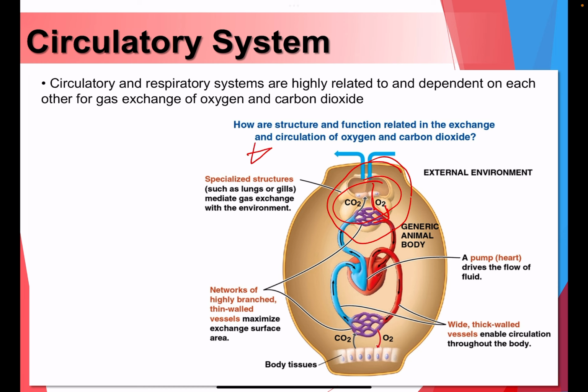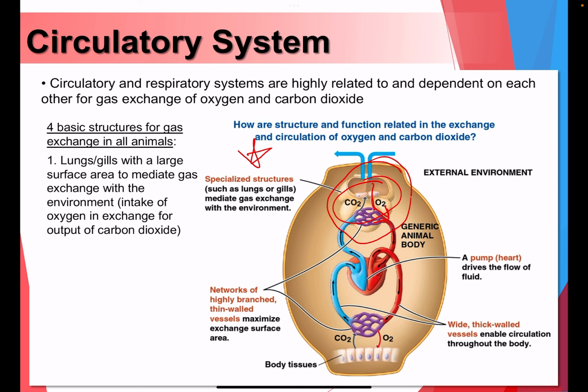For this particular creature, they're just drawing a simple animal of some sort that has a cardiovascular system and a respiratory system, just to show you some of the basic structures that all respiratory and cardiovascular systems need. First of all, you will need lungs, or for aquatic animals, you will need gills. Both of these should specialize with a large surface area. It's very important to have a very large surface area because we have to maximize the amount of gas exchange we do with the environment.